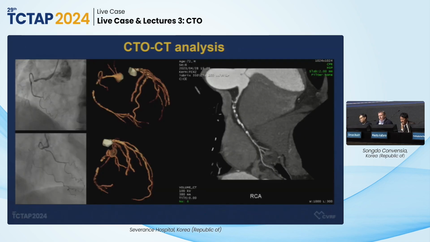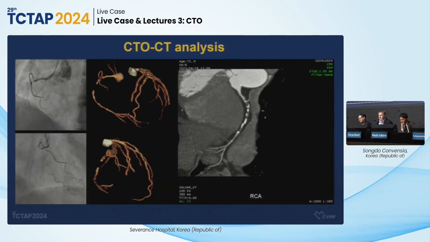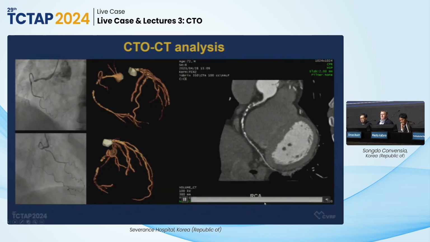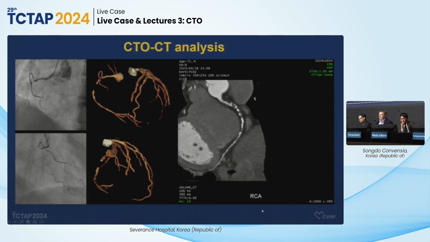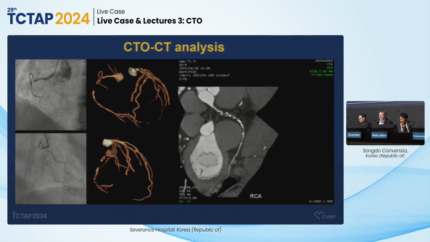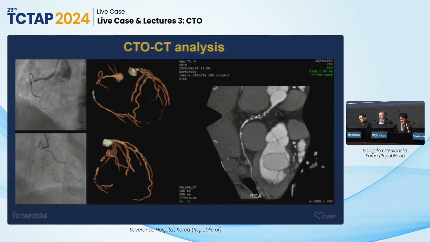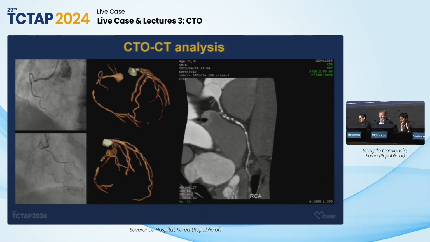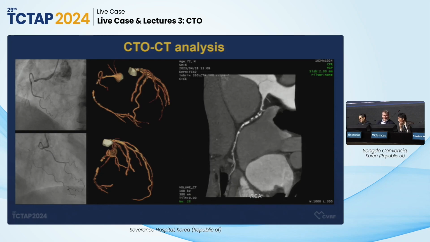Next slide, please. And this is the MPR image. As I told you, it's just the same thing. There was calcium starting from the proximal segment, scattered all around. The CTO length is suspected to be about 21 millimeters. The distal segment seems okay, but however, this was a CTO, and we need the CT images for making plans.